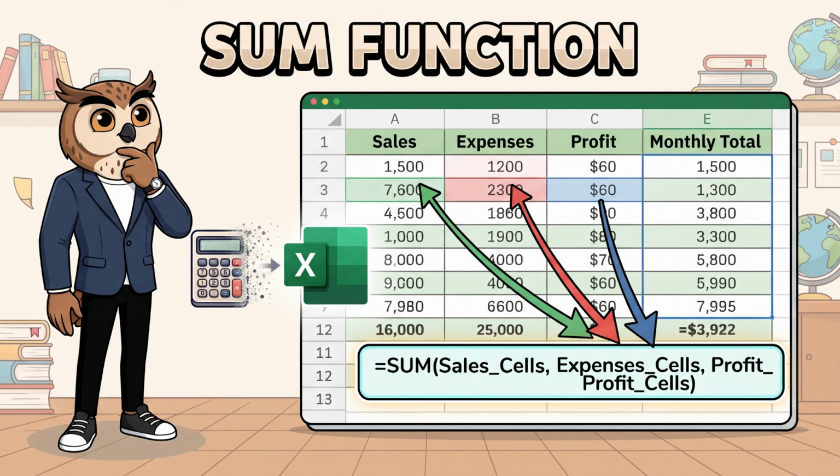Its purpose is simple. It adds numbers together quickly and accurately. Whether you're calculating sales, expenses, profits, or monthly totals, sum allows you to perform calculations in seconds instead of adding numbers manually. It is one of the most frequently used functions in Microsoft Excel.